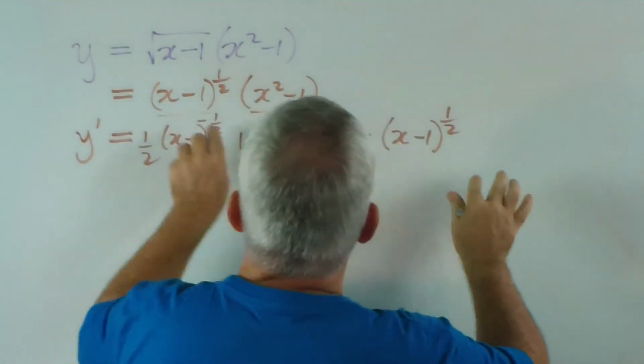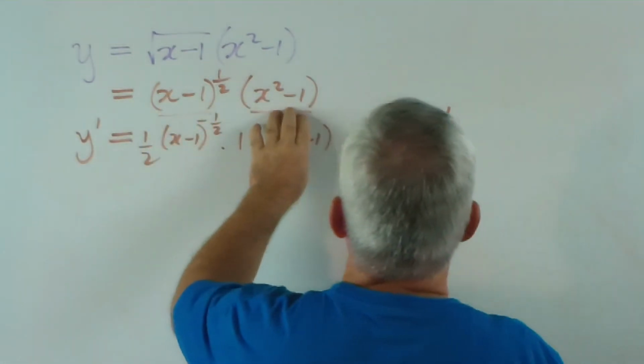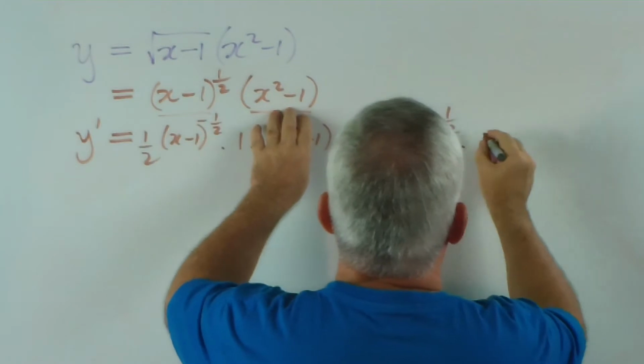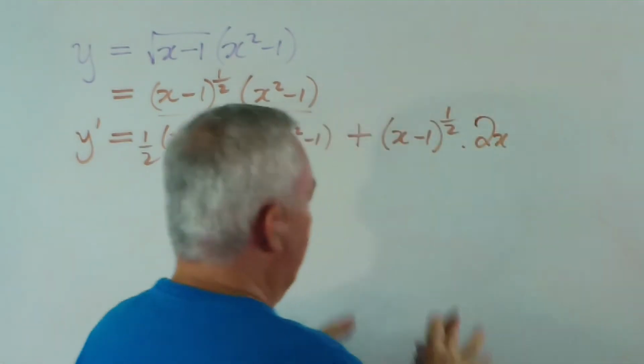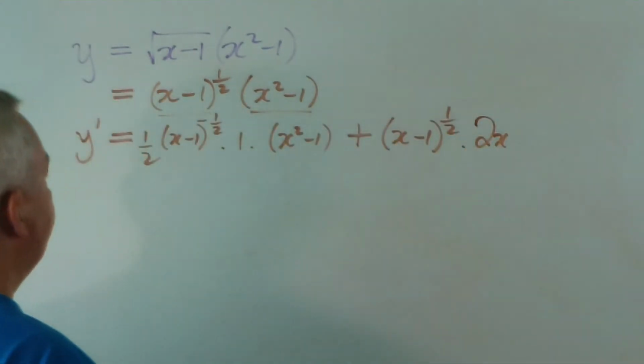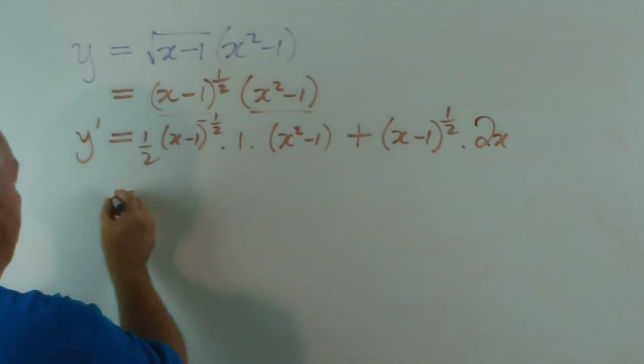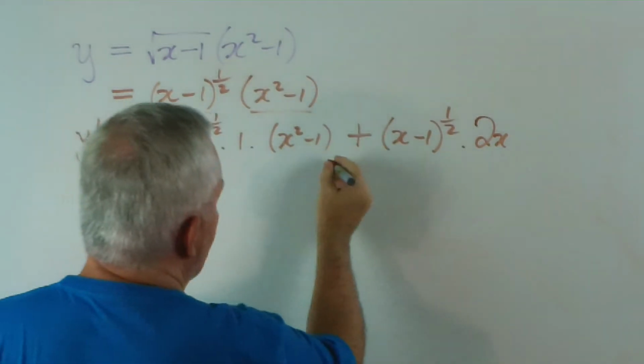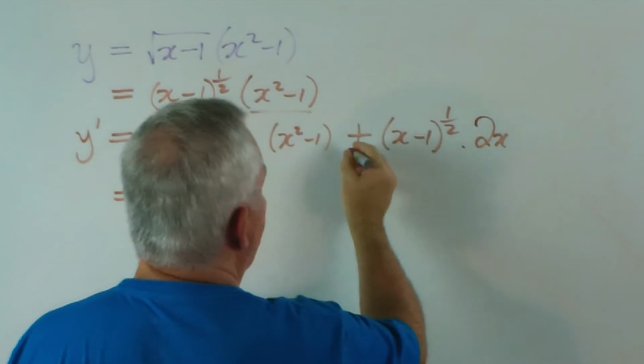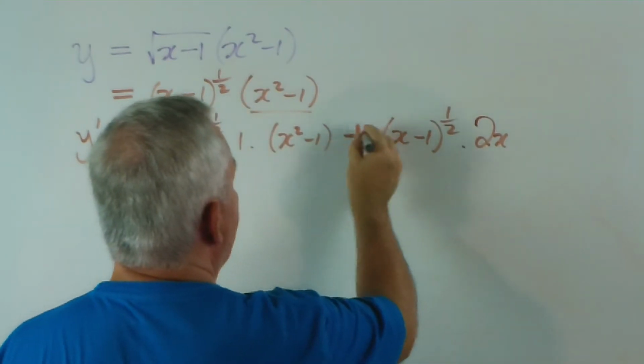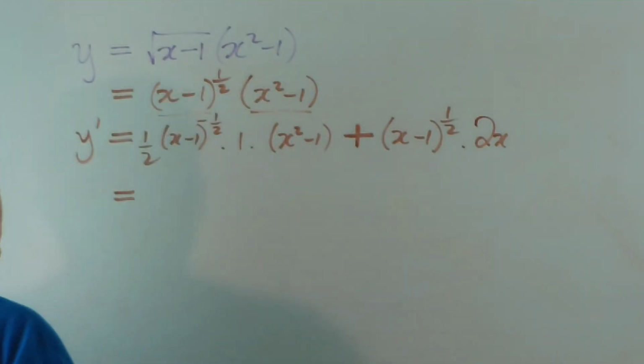Going to the next bit, we leave the first bit alone. What's the derivative of x squared minus 1? It is 2x. That is nice. Well, we have this expression and this expression. Never lose sight of where this is. Let's look for common factors.